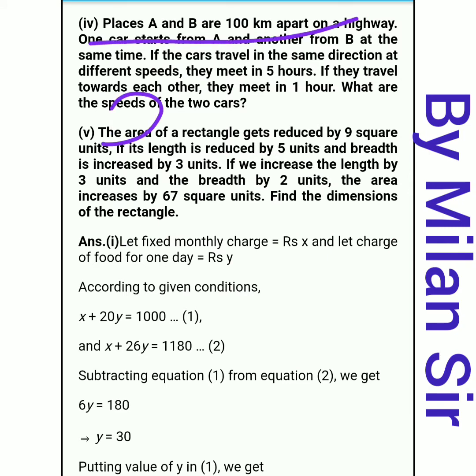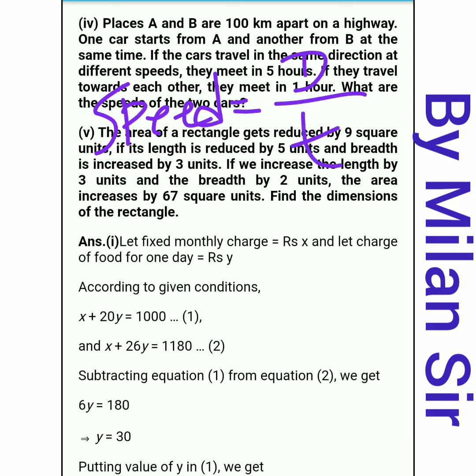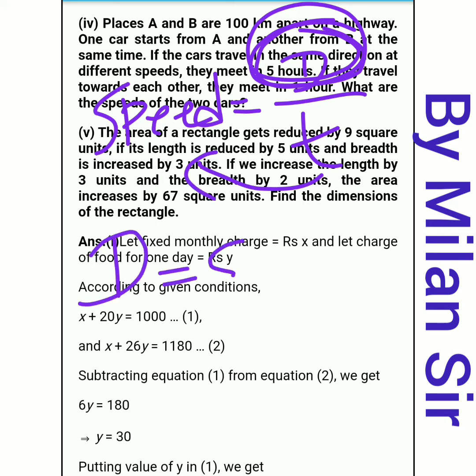Now, what is the formula for distance? Speed is equal to distance upon time. This formula we learned in science. If you want to find the distance, transfer the time to the left hand side. So distance d is equal to speed multiplied by time.